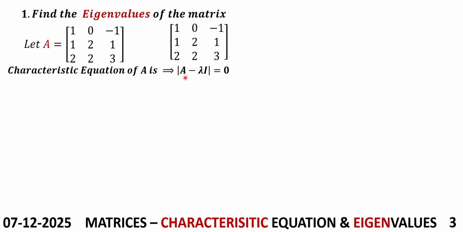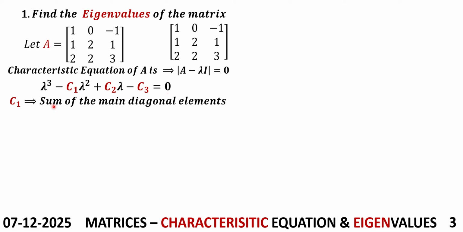Now the characteristic equation for any order of matrix we can write as A minus lambda I. This will be useful when you are going to find the eigenvectors. In the upcoming videos, we will see why the characteristic equation is written like this. Now with the expansion of the same formula, lambda cube minus C1 lambda square plus C2 lambda minus C3 equal to 0. C1 is the sum of the main leading diagonal elements, that is 1, 2 and 3. So we have just added the elements 1, 2 and 3, and it is equal to 6.